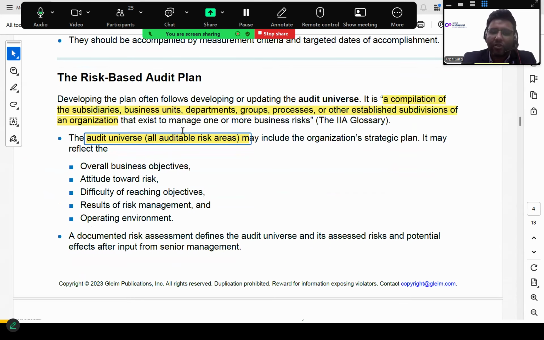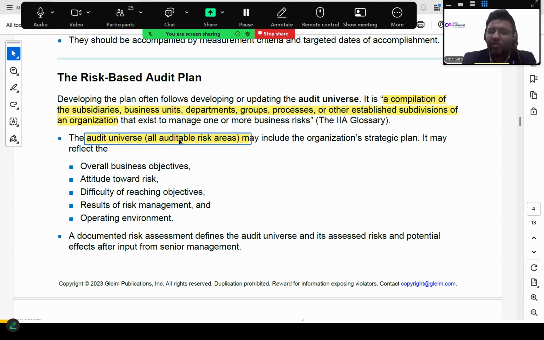People, moving on to risk-based audit plan, it says developing the plan often follows developing or updating the audit universe. What is audit universe, people? Can you all say that? It is a compilation of subsidiaries, business units, auditable areas, departments, groups, processes, or other established subdivisions of an organization that exist to manage one or more businesses, right? So basically, audit universe, you're saying it's a compilation of all subsidiaries, your business units, your departments, your groups, your processes, your other subdivisions, everything.